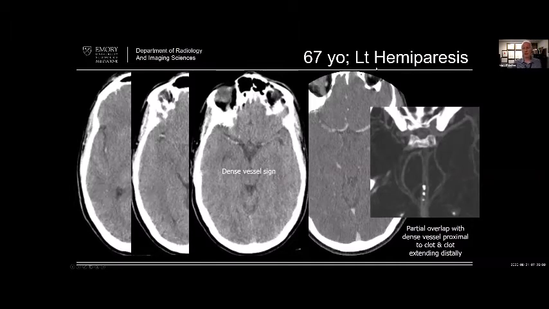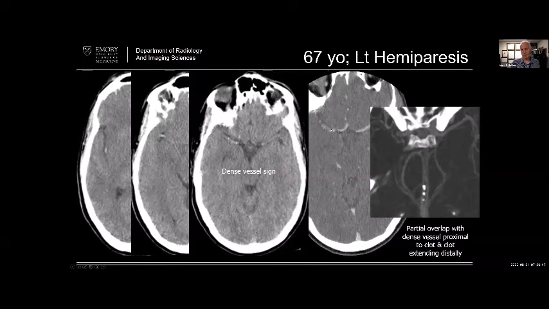Clinically, you're worried about the patient having a right hemispheric stroke, left side of the body, right hemisphere of the brain, and you look and you say, okay, there's a dense vessel. But again, it is something that you need to know about, recognize, and see, right?